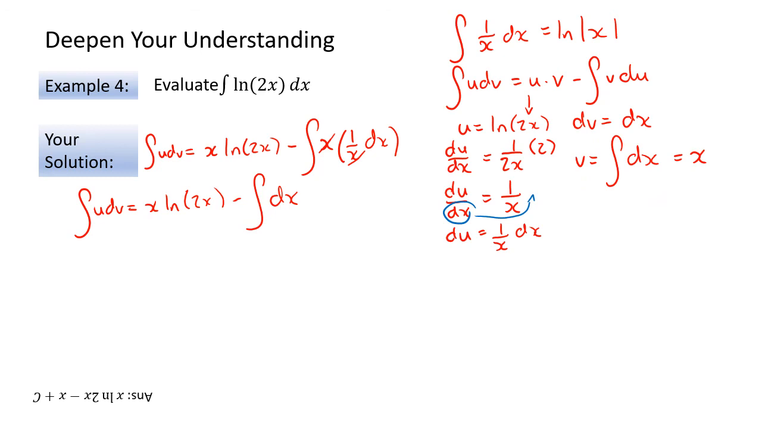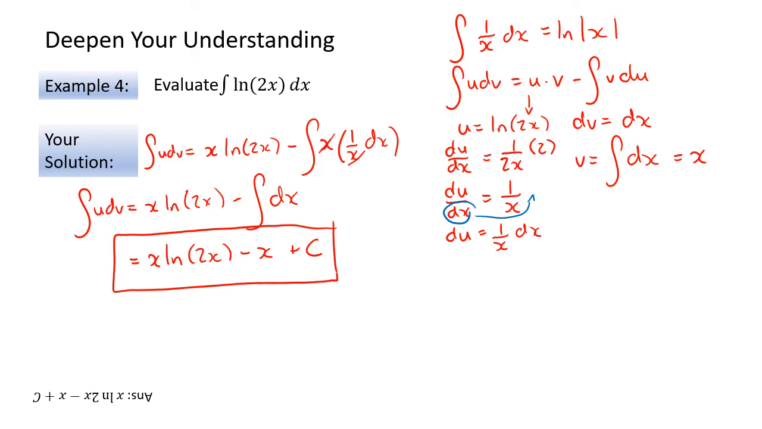So knowing that, we can then simply substitute it in. So we have x ln of 2x minus, this is just x. And then again, at the very end, we add a constant c. Okay? So you can see that this method really makes these integrals that look more difficult a lot simpler to follow if you just follow these steps in order.